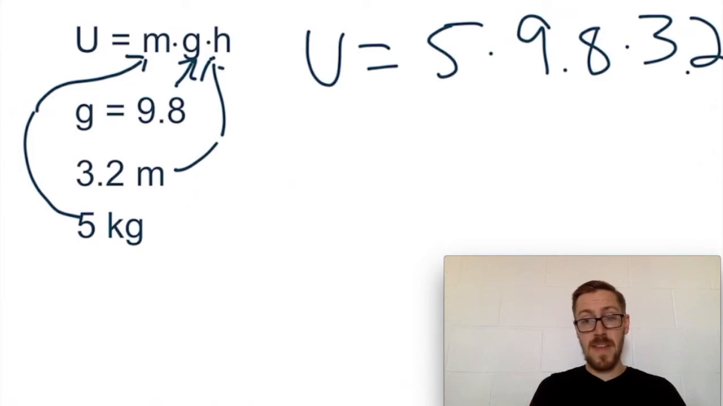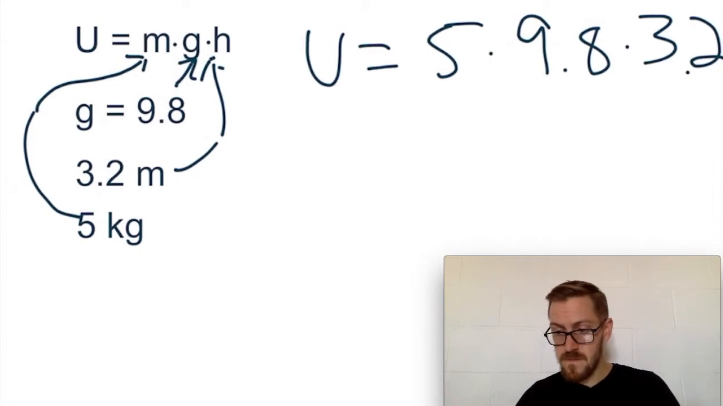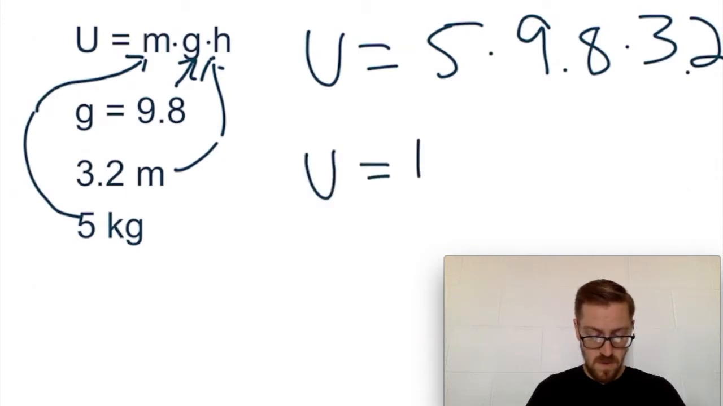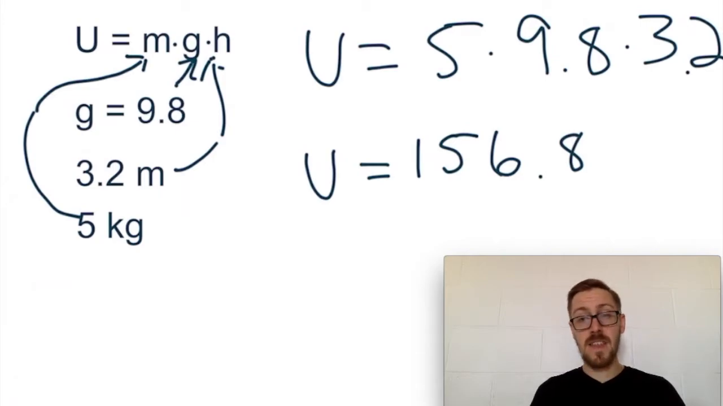And so I just go to my calculator and I type those numbers in and I get an answer. So here I go. And I get 156.8. So U equals 156.8. I just need a unit, and the unit is joules. That's the most basic problem I can give you.